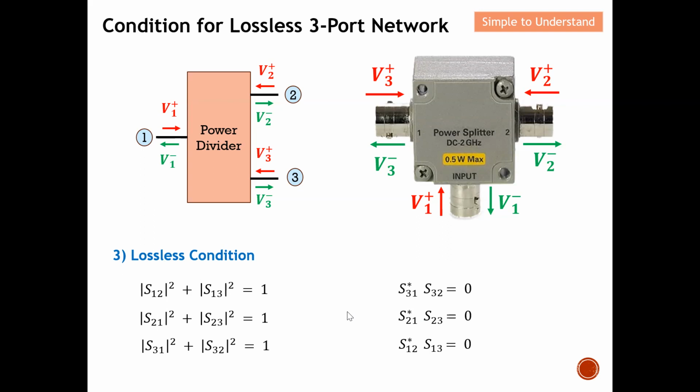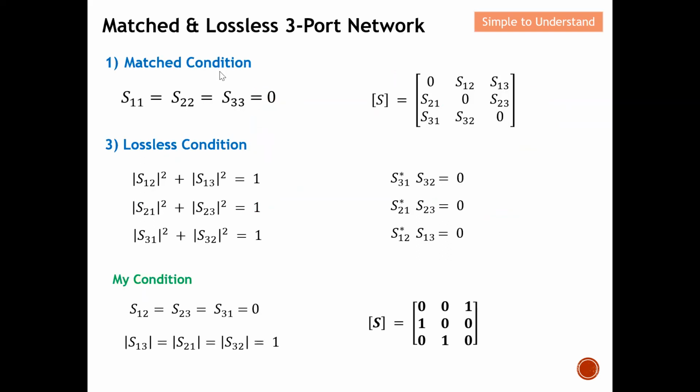Next, as I mentioned earlier, for this video I will mainly concentrate on when the triport network is matched and lossless, and it gives up the characteristic of reciprocal. This is what I explained earlier, basically the match condition, and these are the lossless condition. In order to make this triport network matched and lossless, I need to meet all these criteria. So let me do some consideration to meet them.